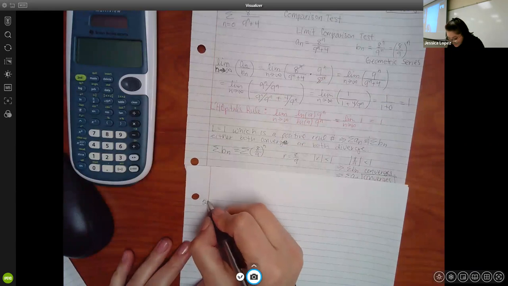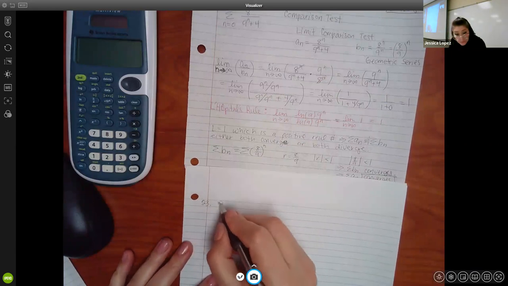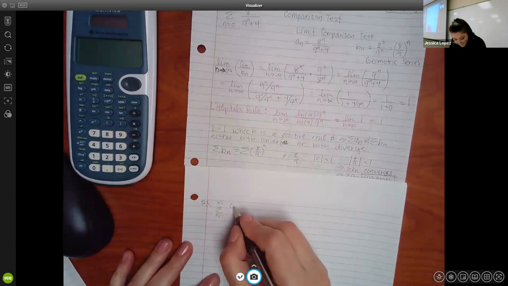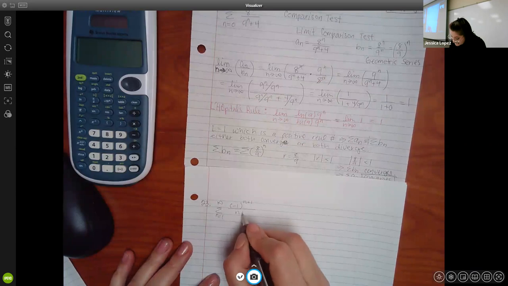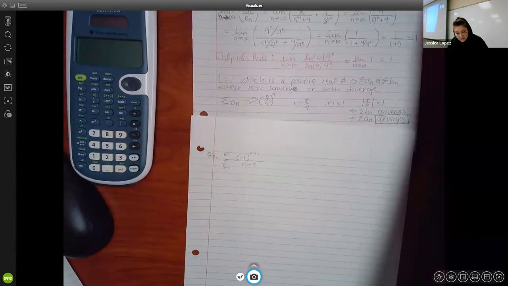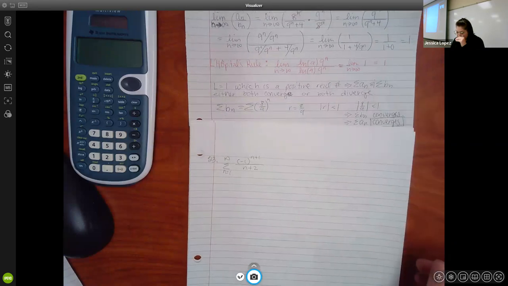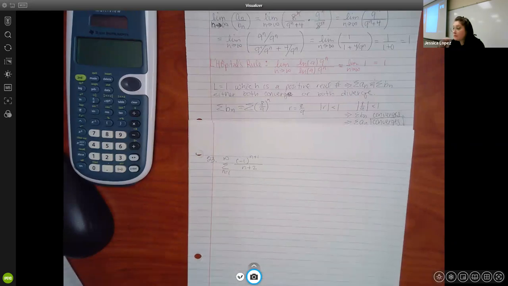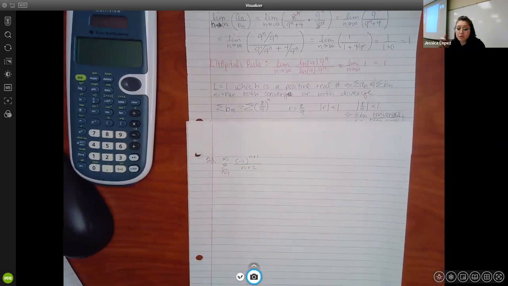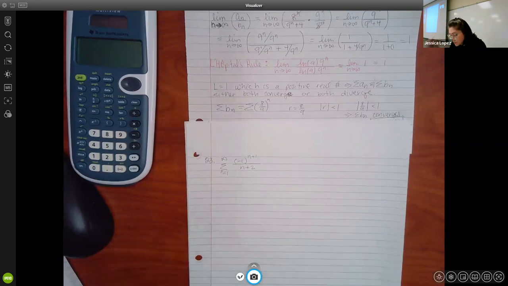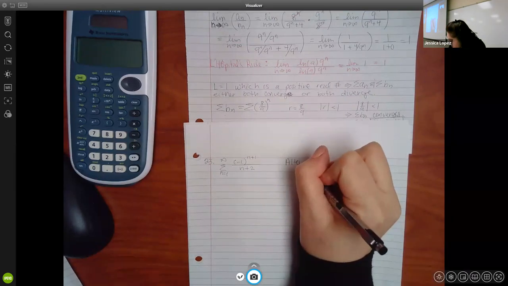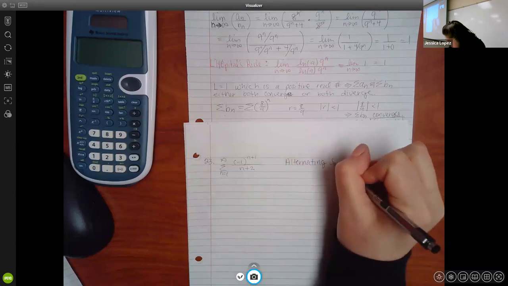So 23. This one just states, determine the convergence or divergence. Okay, just determine the convergence or divergence. So it does alternate in sign, right? So by D, I would automatically do alternating series test. Just remember, there's two parts to that test, not just one.